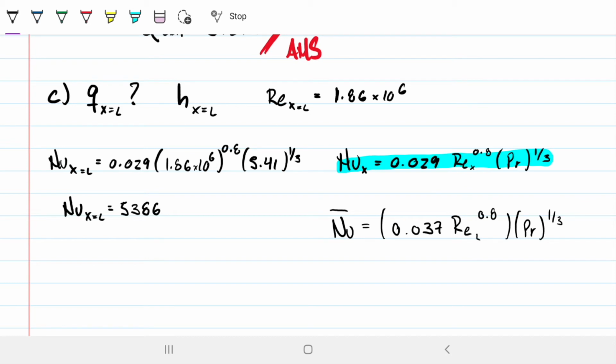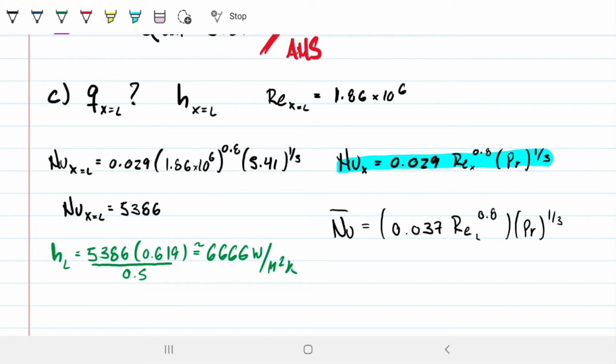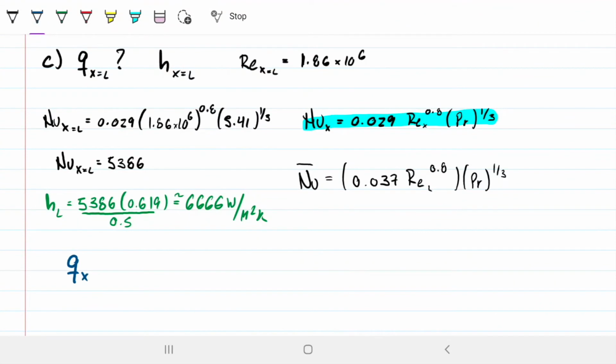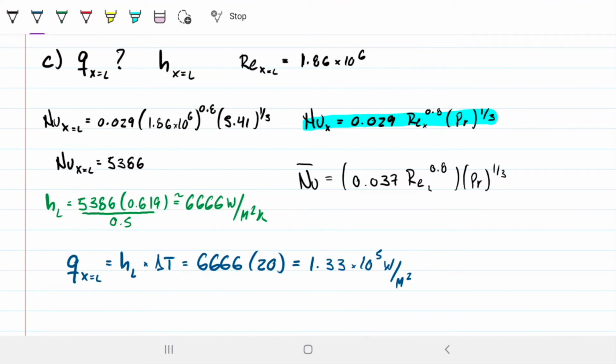And then we can go ahead and calculate that we know our HL will simply be 5,386 times 0.16, the conductivity for the water, divided by L, which is 0.5. This gives me approximately 4,306 watts per meter squared per Kelvin. And then finally, what we're actually looking for, my heat flux at x equals L, is just the coefficient at L times delta T. So in this case, 6,000 times my 20, and that gave me about 1.33 times 10 to the 5 watts per meter squared, or obviously 133 kilowatts.